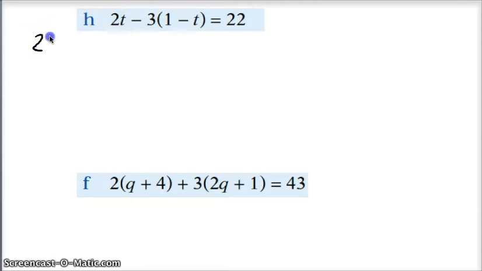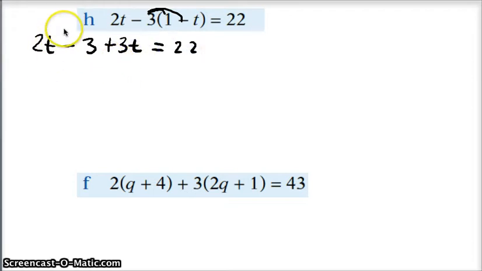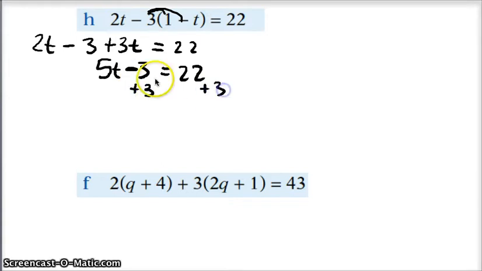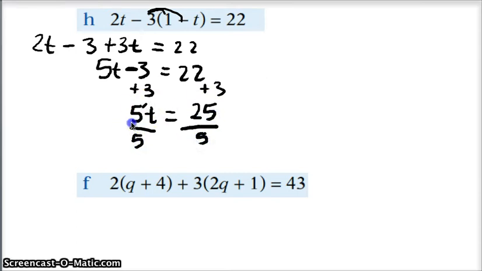So we're going to have 2t minus, and I'm going to expand this out. Minus 3 times 1 is minus 3, and minus 3 times minus t is plus 3t, and that equals 22. Solving this, collect your like terms. 2t plus 3t is 5t, and I've still got the minus 3 there. I need to get rid of the minus 3, so I'm going to do the opposite, plus 3. 5t is 25. To get t by itself, I need to divide both sides by 5. 5 divided by 5 is 1, and t equals 5. That's my final answer.